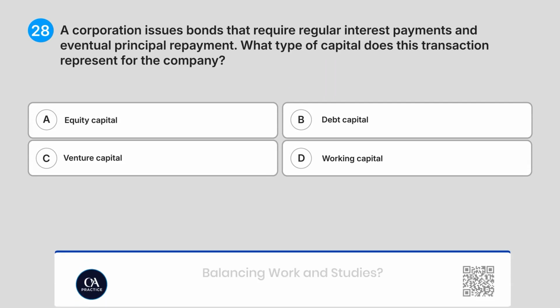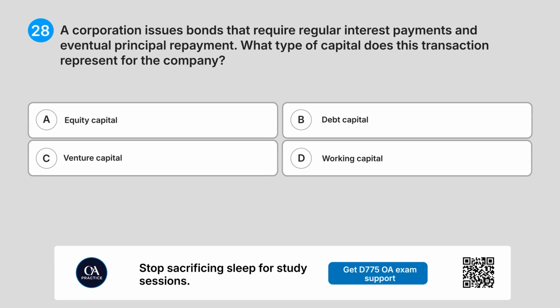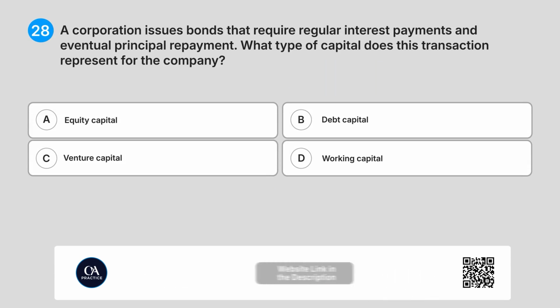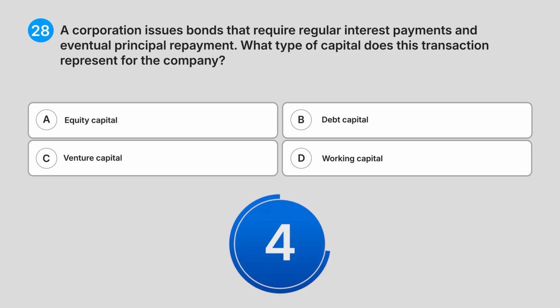28. A corporation issues bonds that require regular interest payments and eventual principal repayment. What type of capital does this transaction represent for the company? A. Equity capital. B. Debt capital. C. Venture capital. D. Working capital. Do you know the answer?